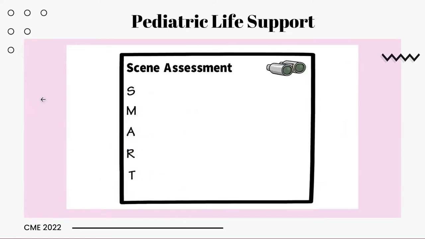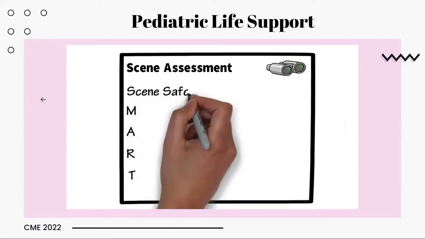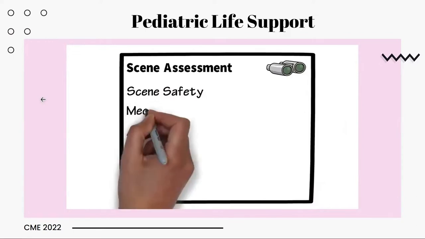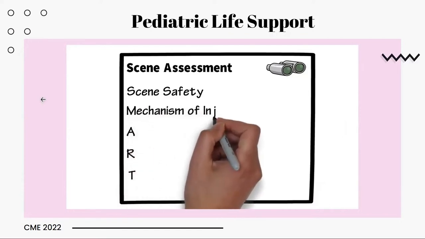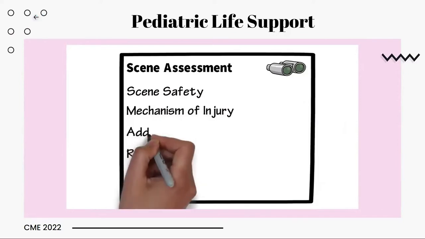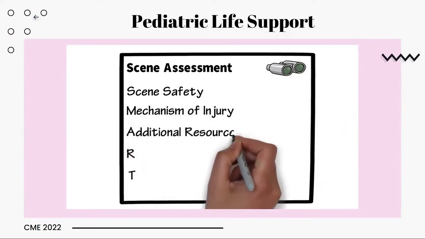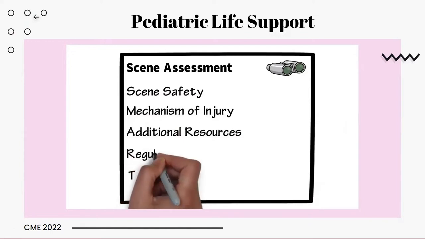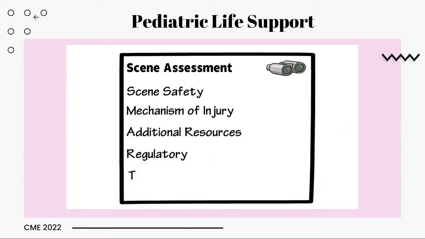So first, we're looking at scene safety, and this includes appropriate personal protective equipment, PPE, infection prevention and control, and any dangers to you or those around you. For mechanism of injury, we need to include C-spine and catastrophic hemorrhage. At this point, you should request help in whatever you deem necessary. Regulate. Situations that may be present, and triage: is this your only patient?